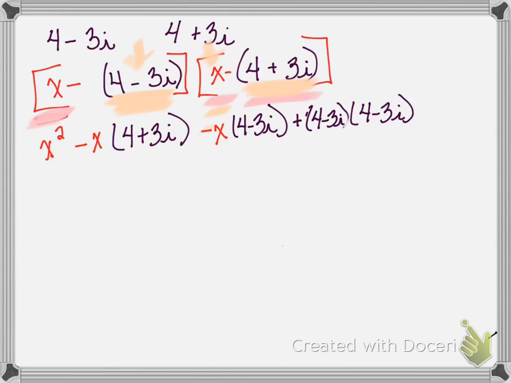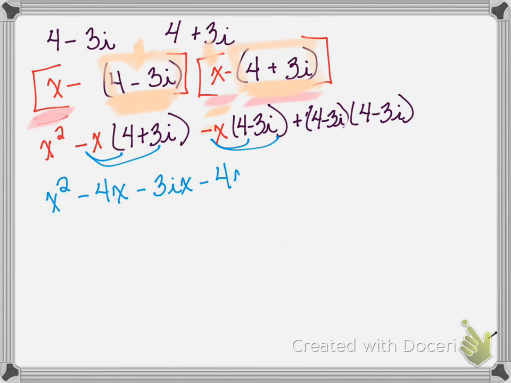Now, we have foiled this. We haven't done a trinomial times a trinomial. We have foiled it, and we have looked at these two conjugates as a term together. That's what we've done. So now I am going to distribute, and I'm going to FOIL. So I'm left with x squared. Now I'm distributing here. So I have negative 4x, and I am left with negative 3ix. I distribute again, and I am left with negative 4x, and I am left with positive 3ix.